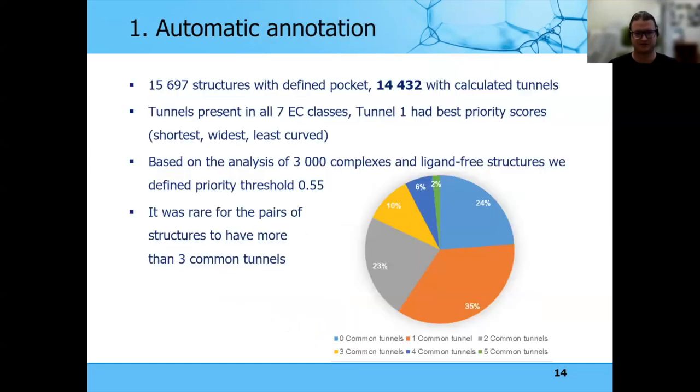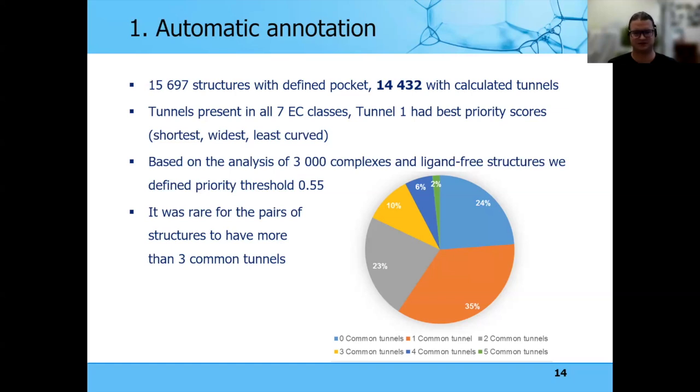So when it comes to the results from the first part of the project, the automatic annotation, while we started with around 70,000 complexes, we successfully found pockets in 15,000 of them, and then continued with successfully calculated tunnels in 14,000 cases. When it comes to the results of the tunnel analysis, we found tunnels in all EC classes and also found out that tunnel one had the best priority scores.